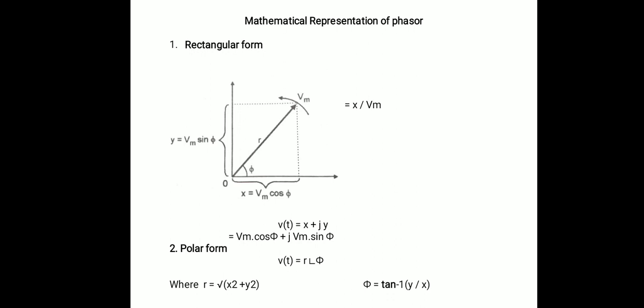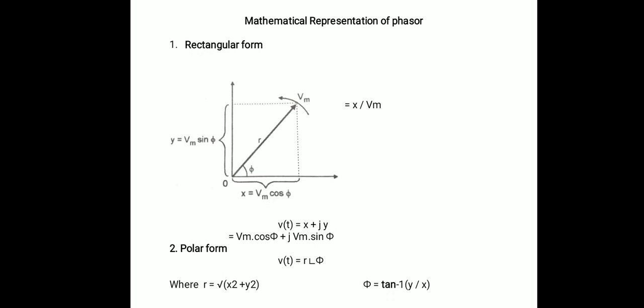So what is a phasor? A phasor is a straight line with one arrow at one side indicating the direction of rotation, which is anticlockwise, and the length of the phasor is equal to the peak value of the sinusoidal quantity. On the top of that phasor there is the notation Vm. Vm is nothing but the peak value, or peak voltage, of the sinusoidal quantity. So we are going to see the mathematical representation of the phasor.